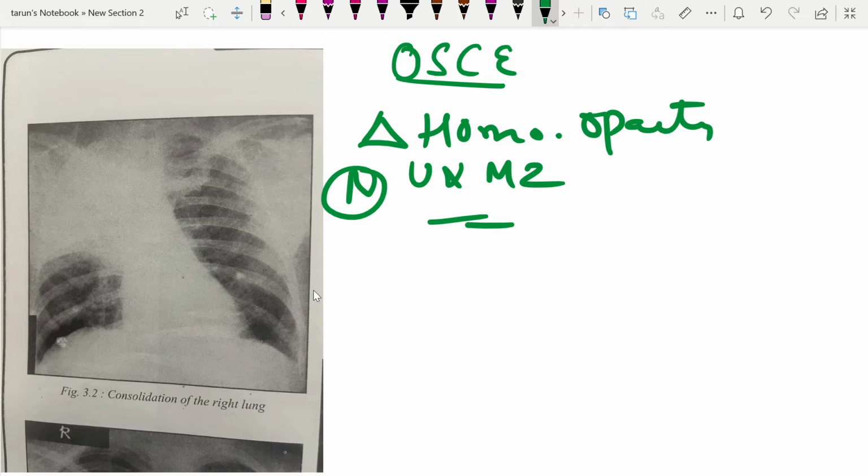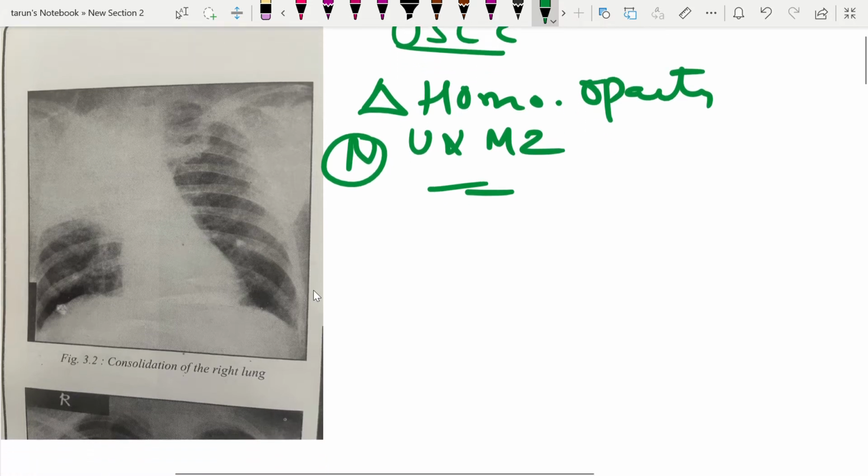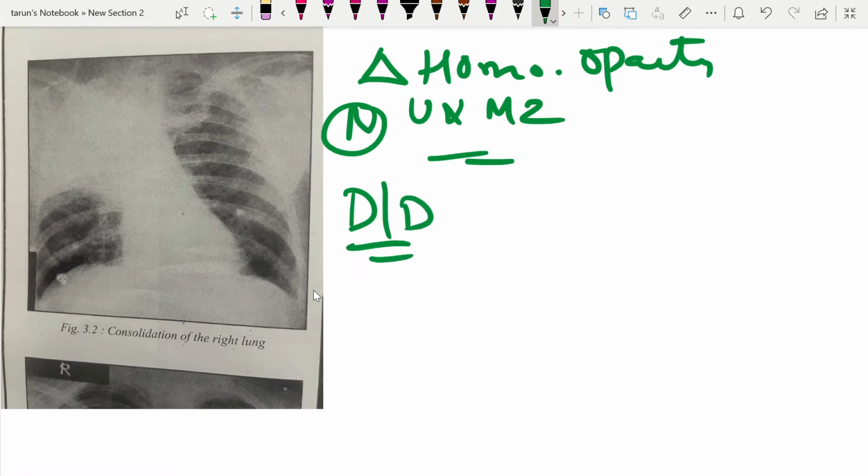Then the question can arise: what are the differential diagnoses of this chest X-ray? The differential diagnosis could be collapse of the lung. First differential, it could be collapse. In collapse of the lung, the mediastinum moves to the diseased site and the air bronchogram will be absent. So absent air bronchogram with mediastinal shift to the same side indicates the collapse. It is one of the differentials of this X-ray.